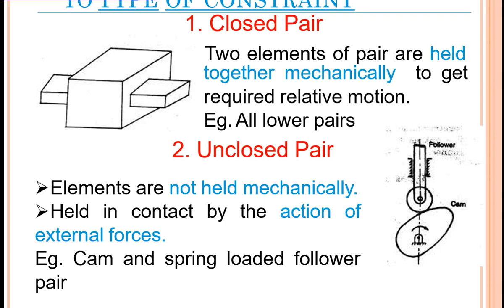So based on the constraint it has got, we have closed and unclosed pairs. In the closed pair, we can expect both elements are held together mechanically to get the required relative motion. All lower pairs are closed pairs. If it is an unclosed pair, elements are not held mechanically, but held in contact by the action of external forces. Example, we can expect a cam and spring loaded follower pair.